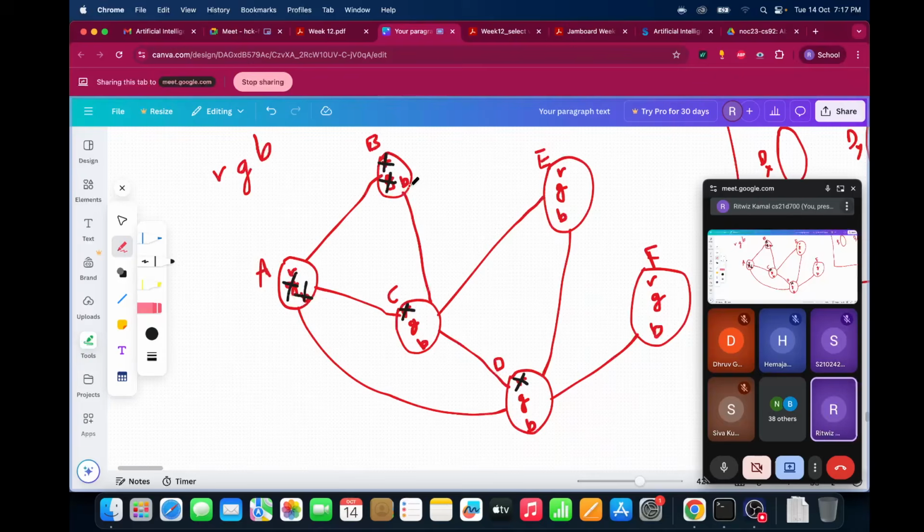Correct? Similarly, you can propagate this for B. We know that this node B has blue assigned to it, so C cannot have blue. Correct? And A cannot have blue. Blue is already crossed out for A. So now you have pruned the domains partially for some of the nodes. Does that leave you with an assignment for C? Right? Once you have an assignment for C, you can again prune the domain of E and F and so on.